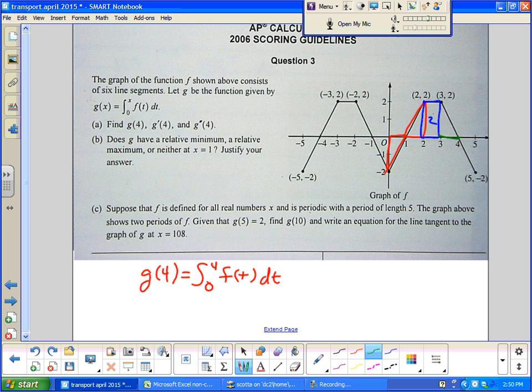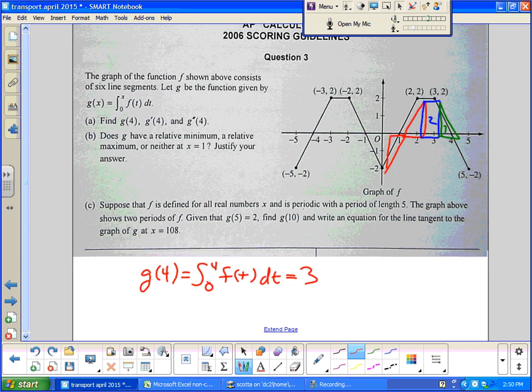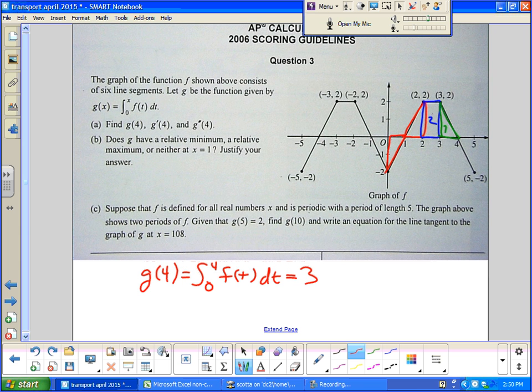And I see again over here a triangle that is 1 by 2. So 1 times 2 divided by 2. So for the first problem here, I add up the areas 2 and 1, right? Because the 2 red triangles cancel. And I get an answer of 3. All right? So that's simply the area under the curve. Again, an integral is always that.